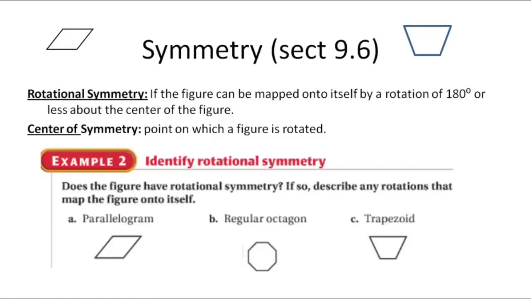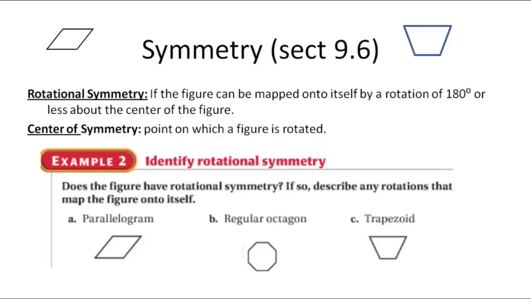On lines of symmetry, not only do we have lines of symmetry, which are lines of reflection, we also have rotational symmetry. That means, can I turn a figure so that it ends up back on itself? So if the figure can be mapped onto itself by a rotation of 180 or less about the center of a figure. When we talk about rotational, we're going to talk about it being right in the center, and that's going to be my center point.